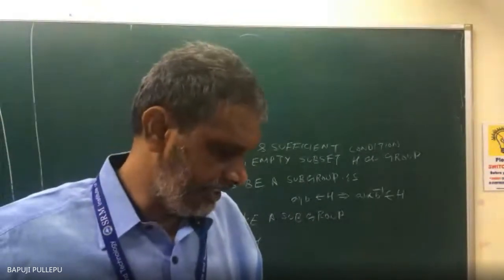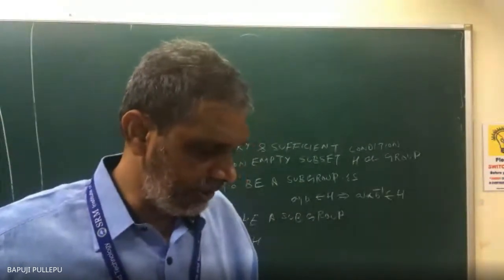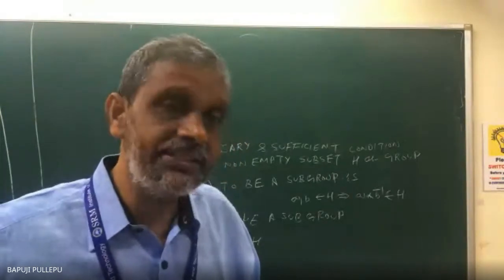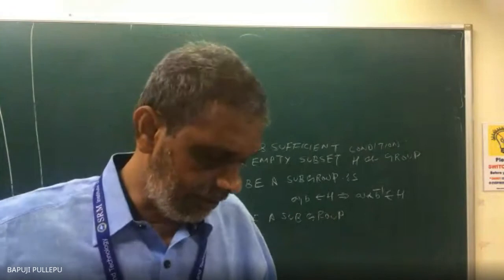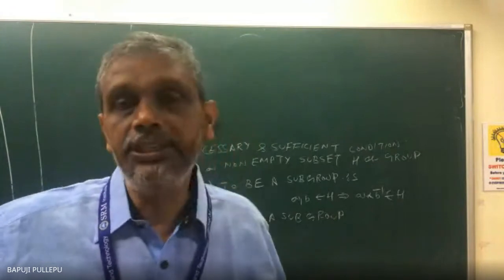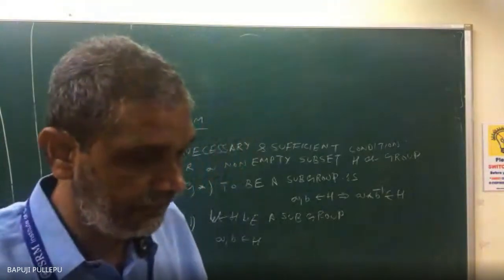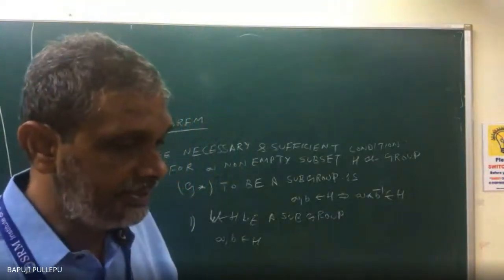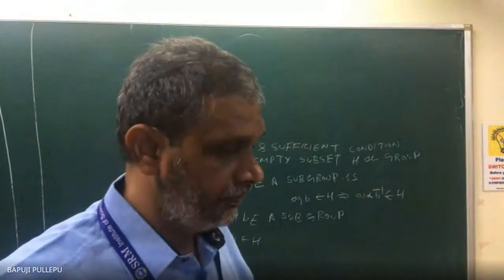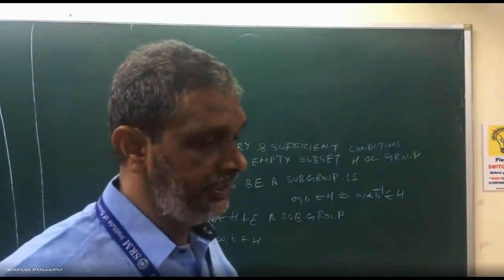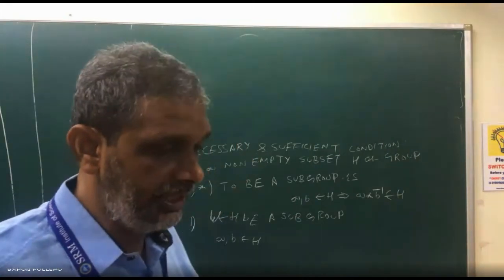The first condition is: A, B belongs to H means A star B belongs to H. That is closure. Then E belongs to H, where E is the identity of G star. Then the third condition: A belongs to H means A inverse also belongs to H. Am I correct or not? Yes or no? That is the rules for the subgroup. If three conditions are satisfied, this is a subgroup of the main group G star. Correct or not? Yes, sir.